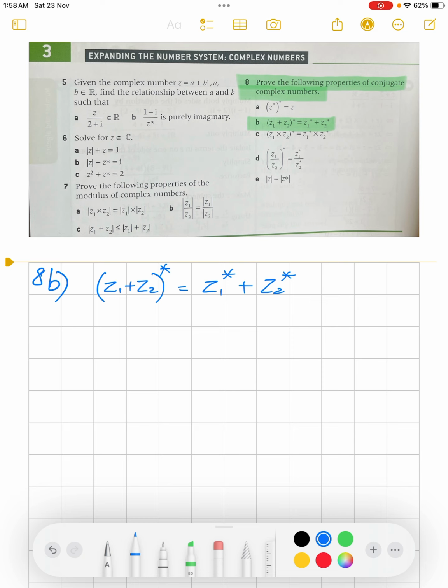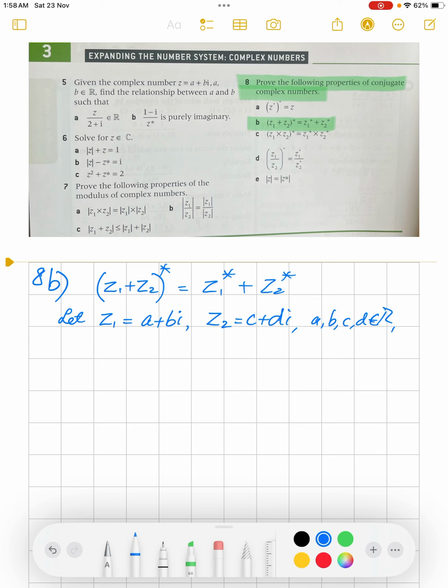So let's say that Z1 is A plus BI, and let Z2 be C plus DI, where A, B, C, D are elements of the real numbers. Let's just leave it at that.